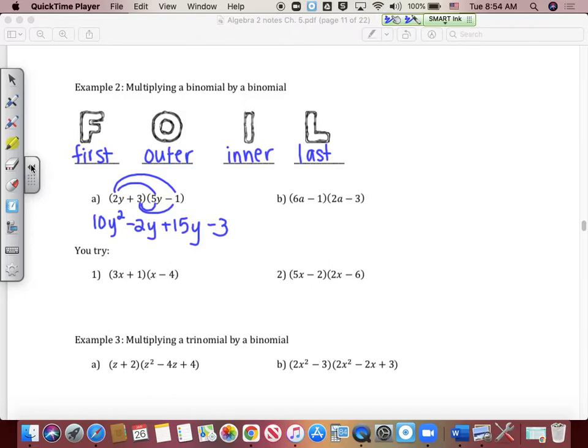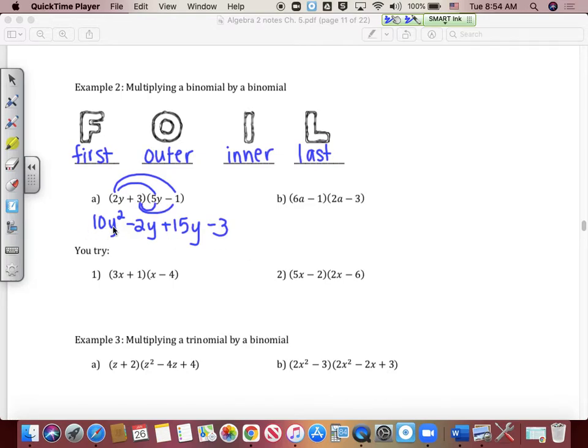After you multiply everything out, which is basically this acronym just helping us to remember that 2y needs to be multiplied by 5y, and 2y needs to be multiplied by negative 1, and 3 needs to be multiplied by 5y, and 3 needs to be multiplied by negative 1. It helps us to remember, but it's not necessarily needed if you understand that each term here needs to be multiplied by each term here, and this needs to be multiplied by that and that.